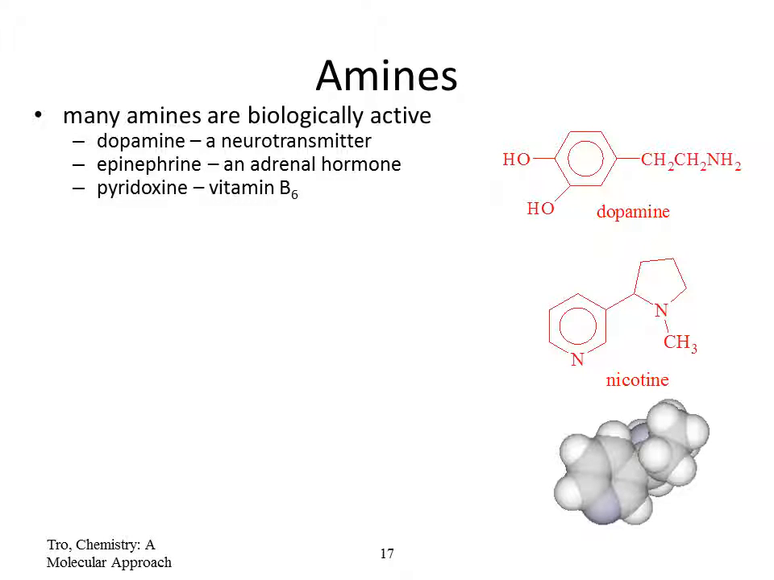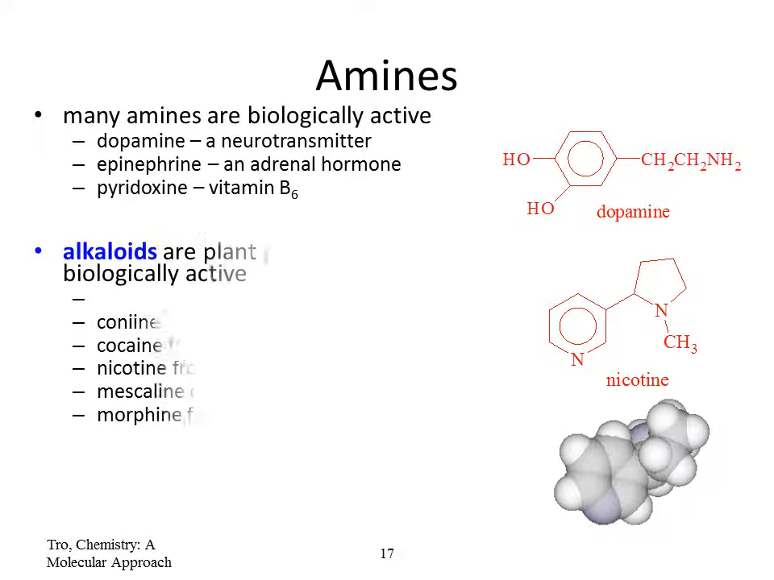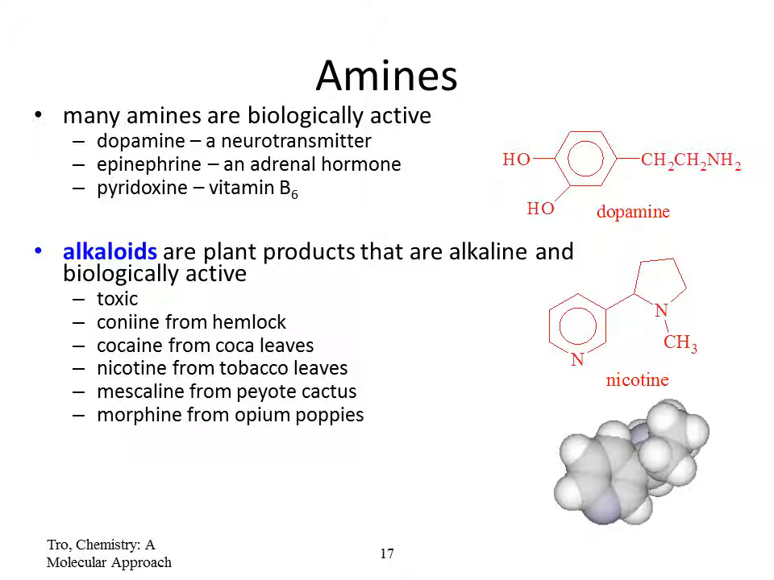Amines are biologically active. Have you heard about dopamine, a neurotransmitter? It has an amine group. There is also epinephrine, an adrenal hormone, and pyridoxine, vitamin B6. Alkaloids are plant products that are alkaline and biologically active. They are toxic: coniine from hemlock, cocaine from coca leaves, nicotine, mescaline, and morphine. These are all alkaloids. So amines are very important in most of our biological and other processes.